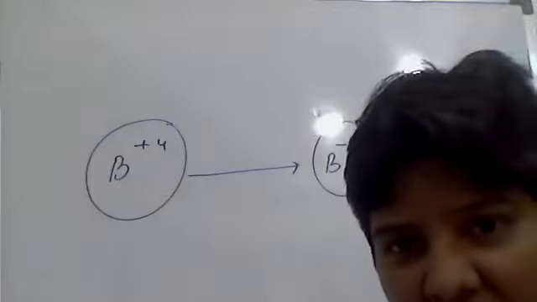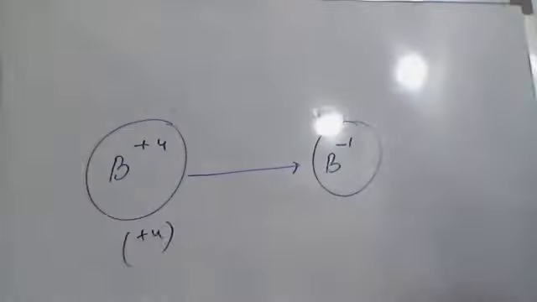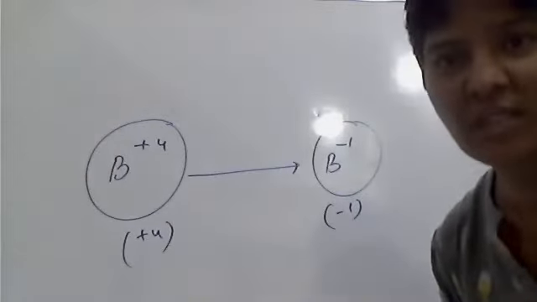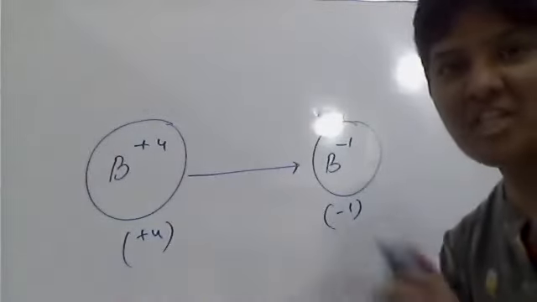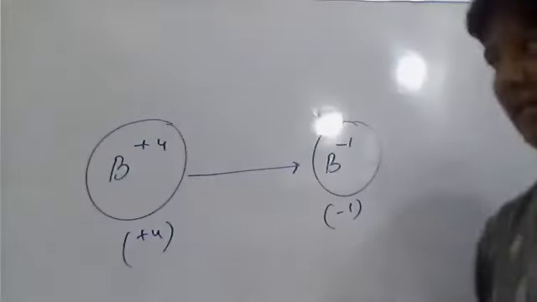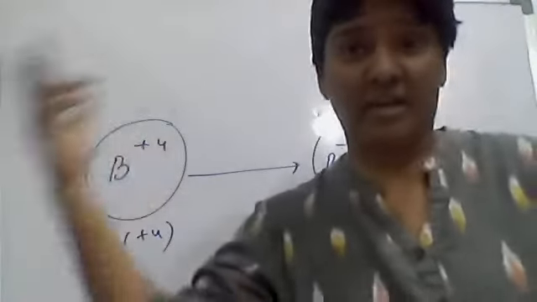Charge increased or decreased? Decreased. +4 decreased to -1. So the charge is decreased. So what is this reaction? Reduction. And reduction, you all know, means gain of electrons. So here B +4 underwent reduction.